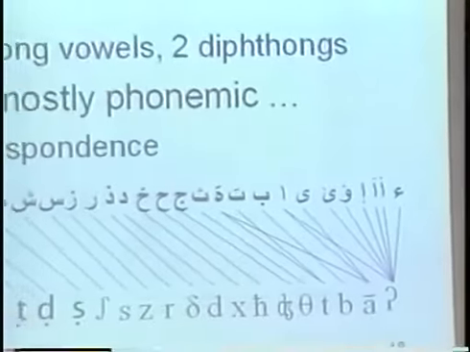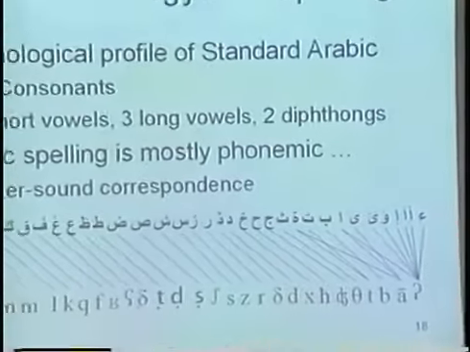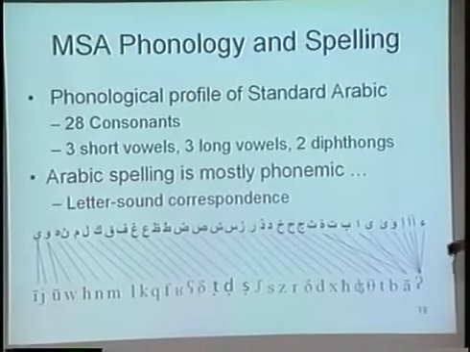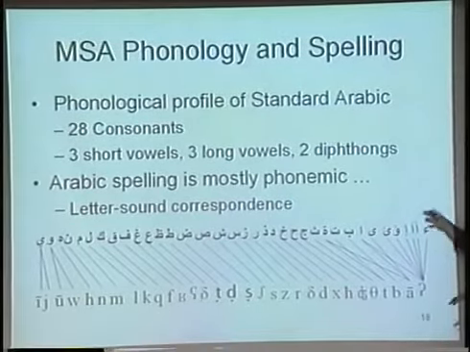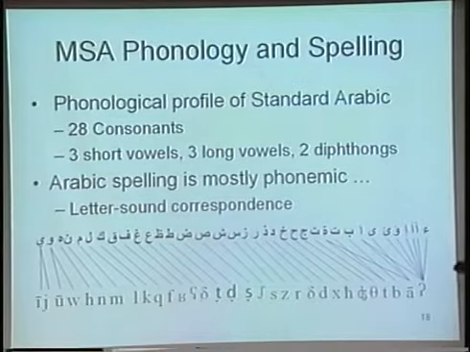So now we stop talking about the script. We're going to start talking about the phonology. But since a lot of us are not interested in the phonology part, it will always be linked back to the script and how things are written. But good to know: Arabic has 28 consonants, 3 short vowels and 3 long vowels, and the writing system is mostly phonemic. I'll tell you all the exceptions that come after that.